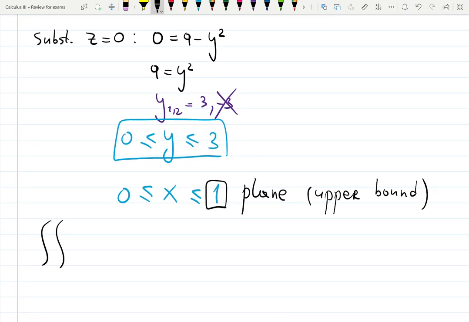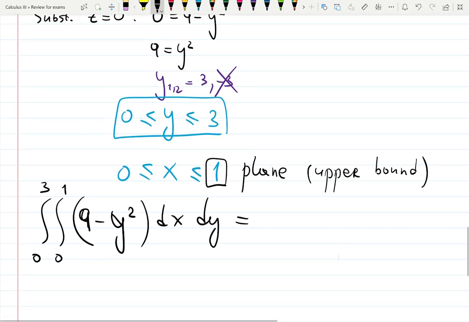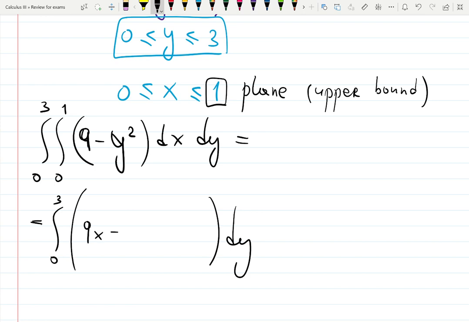Then the integral becomes 9 minus y squared, that's my z, dx, x is running from 0 to 1, dy, y is running from 0 to 3. Since limits of integration here are numbers, you can switch order of integration if you want. It doesn't even matter how you integrate it. Both ways will be simple. So if I want to integrate with respect to x first, then dy will wait. It will be 9x minus y squared x, a bar from 0 to 1.